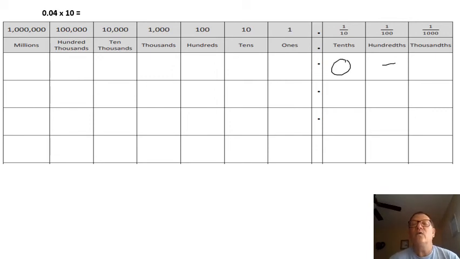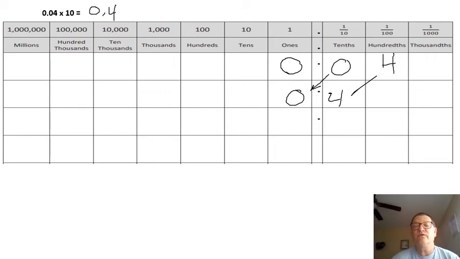Now we have 400ths times 10. So, okay, the 4 is going to move, and my 0 is going to move. And I can see that 400ths times 10 is 4/10.